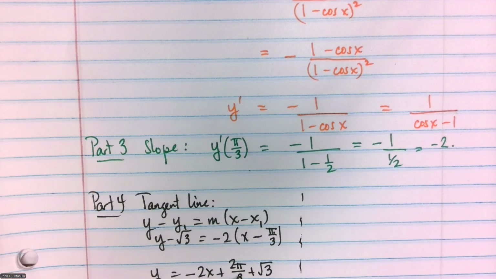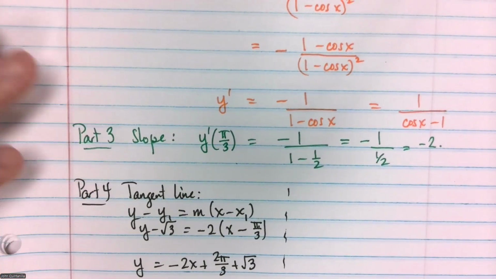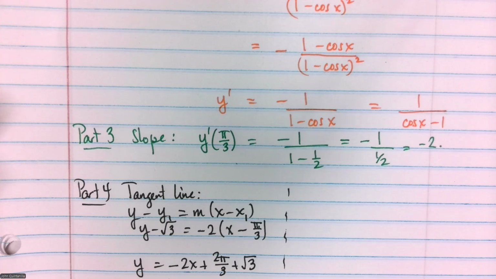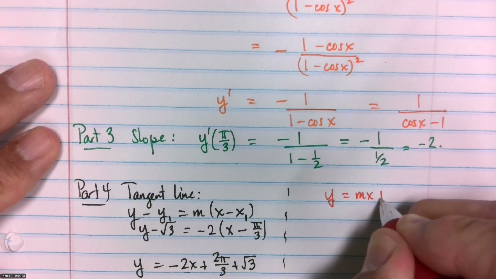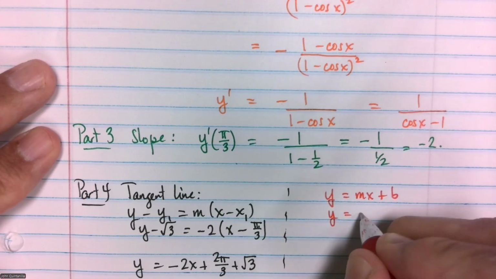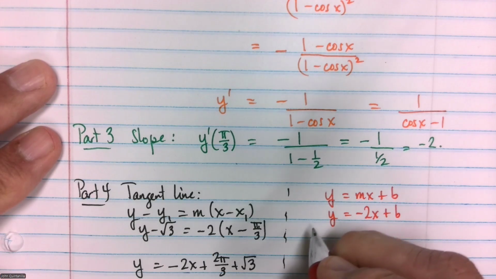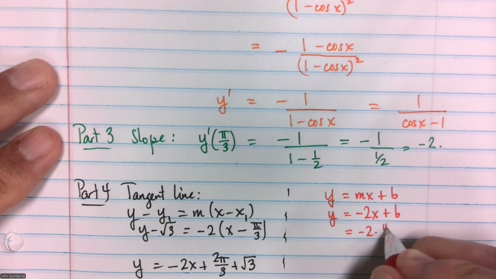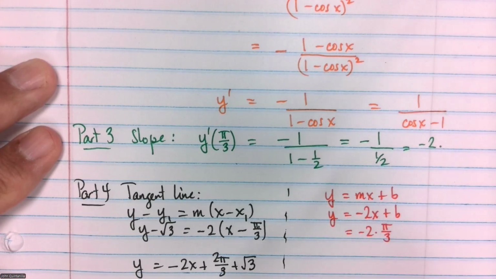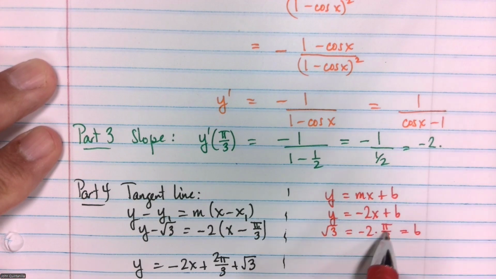And the y-intercept here is a little bit messy, but that's just as simple as it gets. Alternatively, I could write this as y is equal to mx plus b, and I know the slope is equal to negative 2. And then I plug in my point that I found. So if I plug in pi over 3, I know that my y is square root of 3.